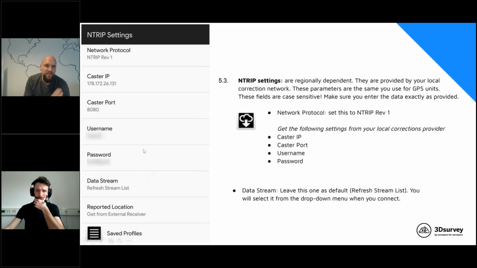This can be the same as for your GPS or your phone RTK, drone RTK, if you use that one. After you enter this information, press on data stream, and then you will select VRS, so virtual reference station, or you can select which reference station to connect to for GPS corrections.